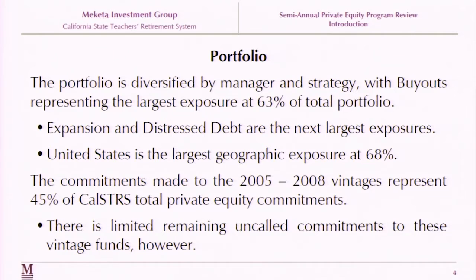So beginning on this slide, you see that the portfolio is dominated by buyouts. That is common for programs of this size, roughly 2/3 of the portfolio. 68% is in the U.S., and almost half of the portfolio's commitments are represented by the 2005 and 2008 vintage years. That is notable as it relates to the pacing study that we had talked about at our prior meeting.